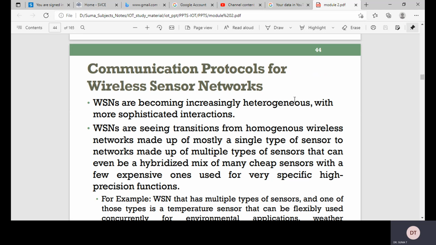So how are we going to improve the quality of the communication by defining the protocol and by bringing the homogeneous elements to the heterogeneous elements in wireless sensor networks? Multiple types of sensors will be there, so we have the different sensors we are going to use.